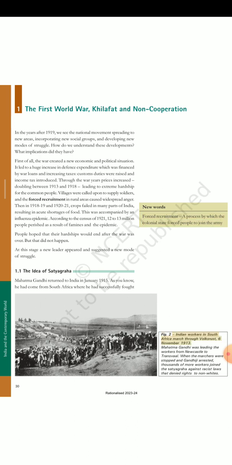Fig. 2. Indian workers in South Africa marched through Volksrust, the 6th of November 1913. Mahatma Gandhi was leading the workers from Newcastle to Transvaal. When the marches were stopped and Gandhiji arrested, thousands of more workers joined the Satyagraha against racist laws that denied rights to non-whites.